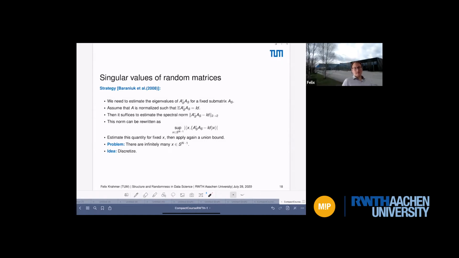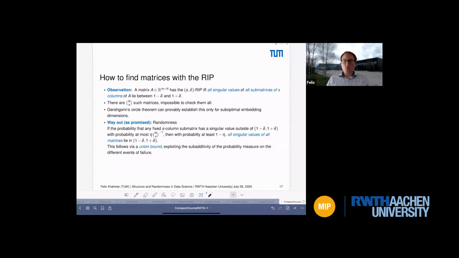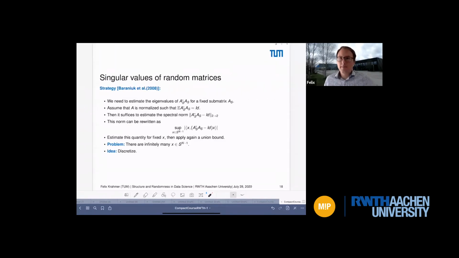Now let's proceed and think about what to do next. We now want to handle singular values of a random matrix, because we have just shown you that if we know that the singular values of a random matrix are under control with high probability, then we can also get the restricted isometry property. So now we have to find out how to do this. I'm citing Baraniuk et al., but this had been around before, so I'm not able to list all the references here. Let's look at what these submatrices of S columns look like.